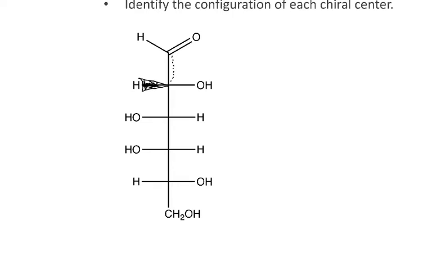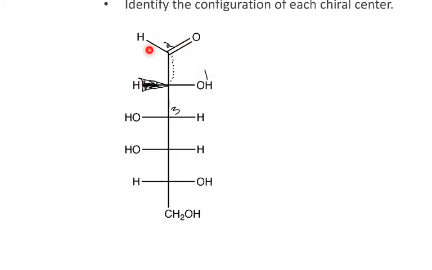I need to assign my priorities. So I think the OH gets 1, the carbon with 2 bonds to oxygen gets 2, the carbon with 1 bond to oxygen gets 3. Of course, the hydrogen is 4. And when I go 1, 2, 3, I'm going counterclockwise.